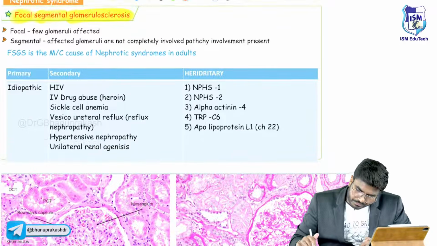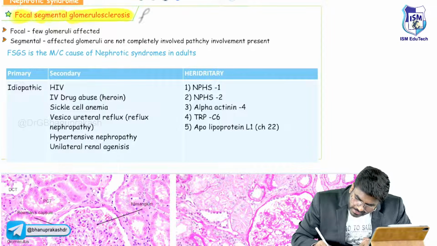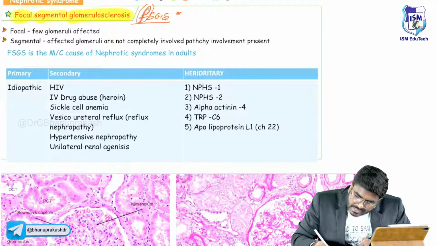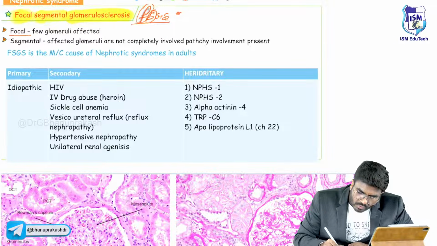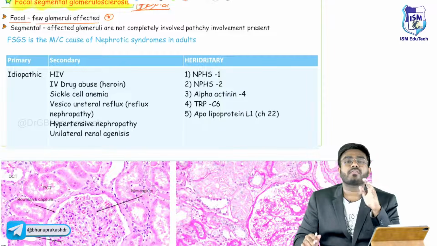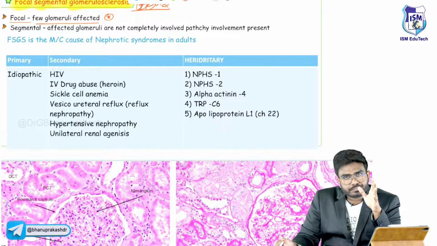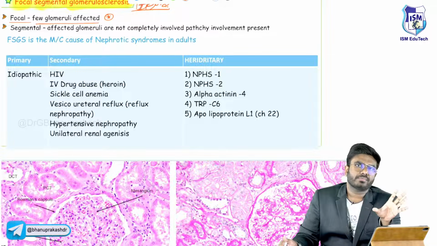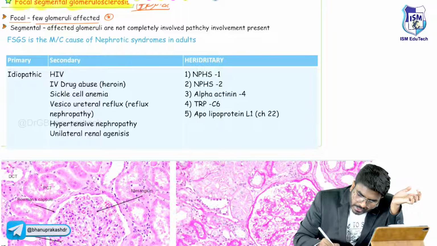Okay, so what exactly is FSGS, sir? What does FSGS stand for? Focal. What exactly is focal? What is segmental? I will explain. Focal means few glomeruli are affected, not all the glomeruli. Say for example in a kidney there are 1 million glomeruli. Do you think all 1 million glomeruli are going to be affected? No, sir. Some glomeruli are affected. Focal means few glomeruli are affected.